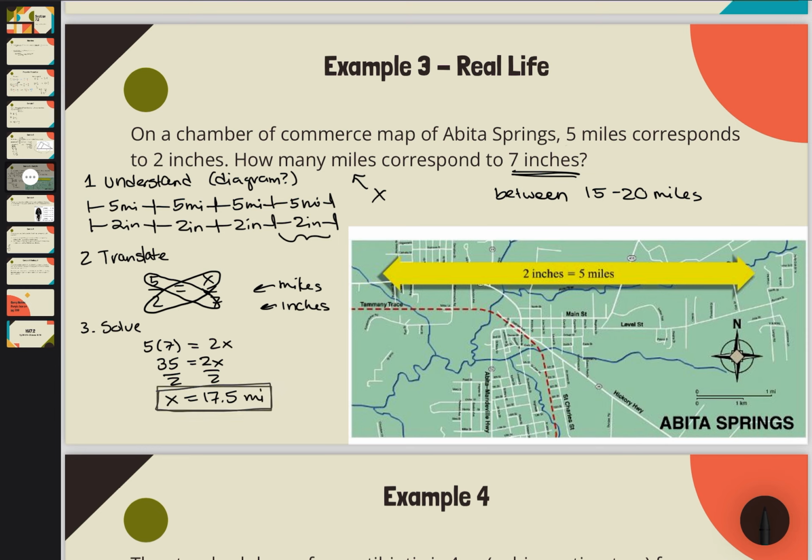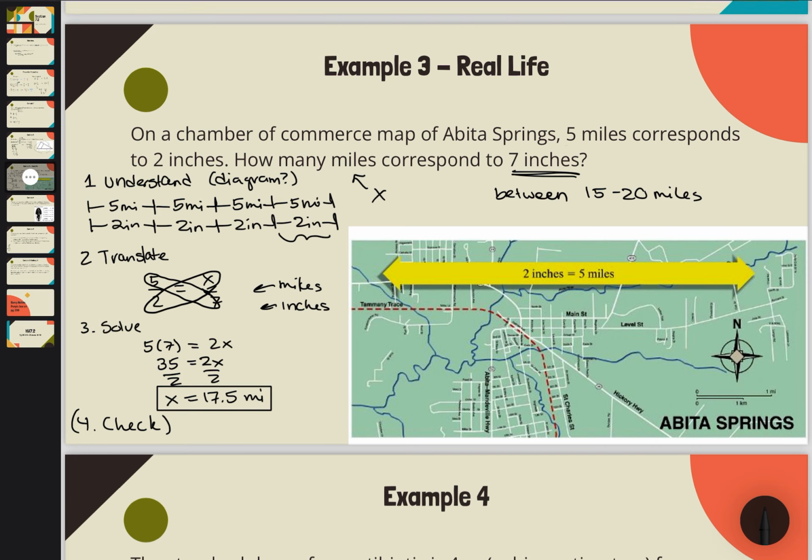Our final little step here would be to check your answer. Does this work with what we guessed? We said it would be somewhere between 15 and 20 miles. Yep, perfect. 17.5 is exactly between 15 and 20 miles.